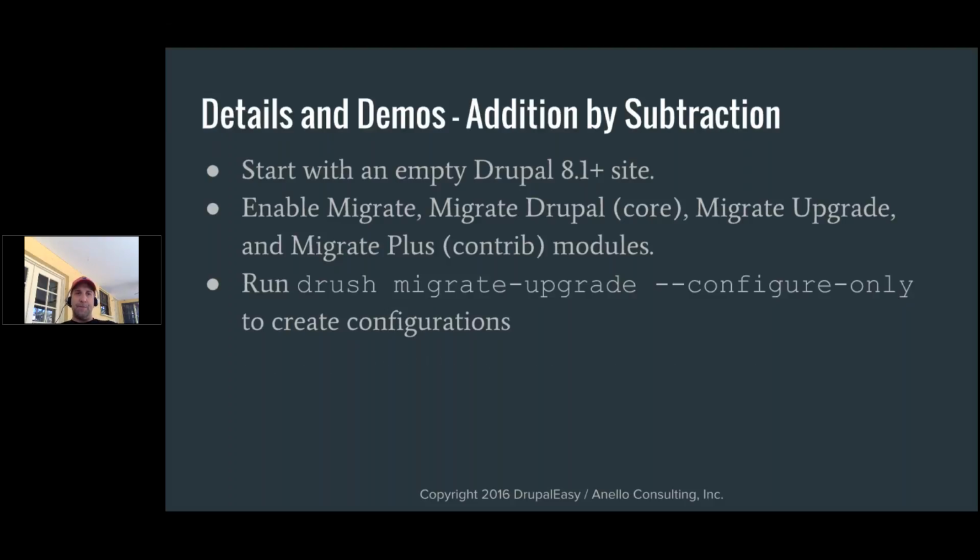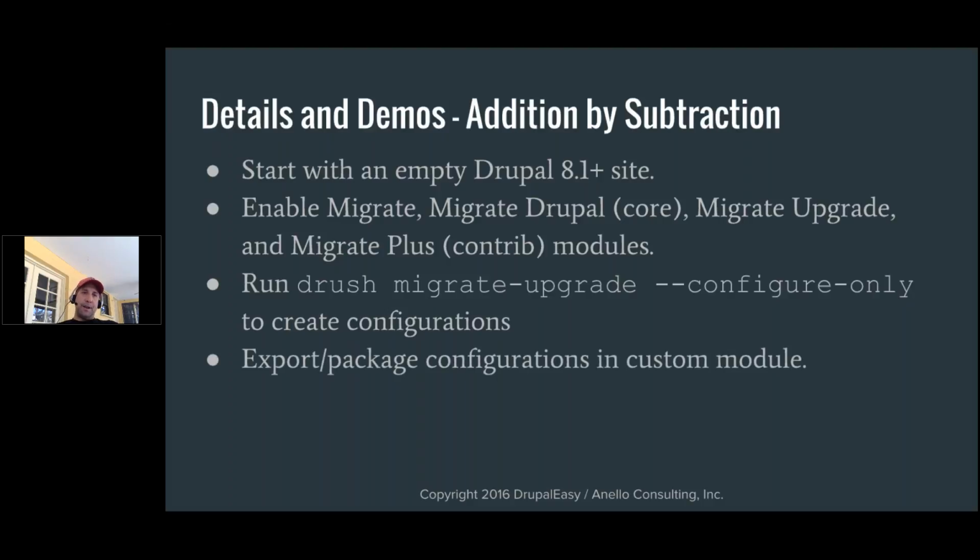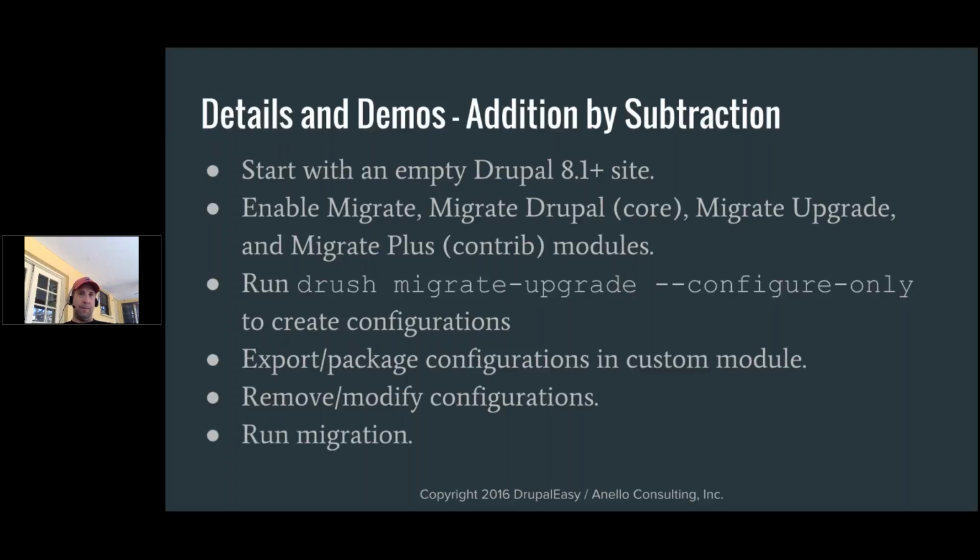So you get all your configuration files, and then you can take all those configuration files and export them into a custom module, and then you can modify them or remove configurations if you want. So it's kind of like a middle ground where the whole enchilada, when you hit that go button, will generate all of your configurations and then immediately run them. What this method allows you to do is generate those migration configurations, and then gives you the opportunity to tweak them and mess with them. And then after you mess with them, then you run them.